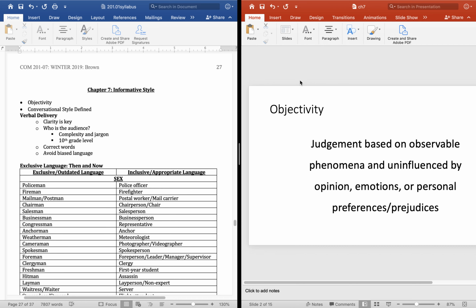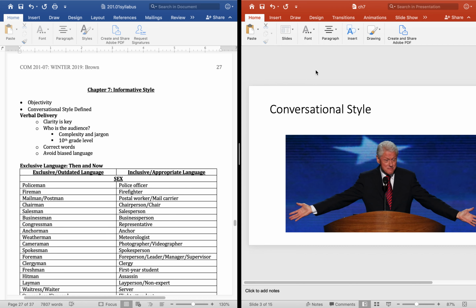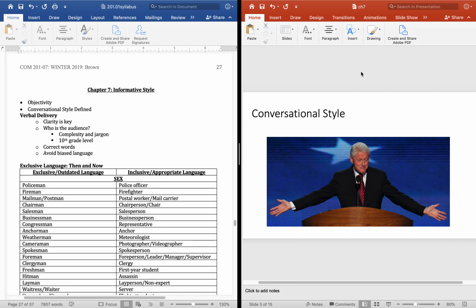Now, the second point that you'll see here is conversational style. And when you think conversational style, this should really apply to both informative and persuasive speaking. It's really key here. And I like to cover these two things before we get to verbal delivery and later nonverbal, because they're so important. I mean, the first one, objectivity, you've got to be objective for an informative presentation, but conversational style is so valuable. You see on the slide a picture of Bill Clinton.